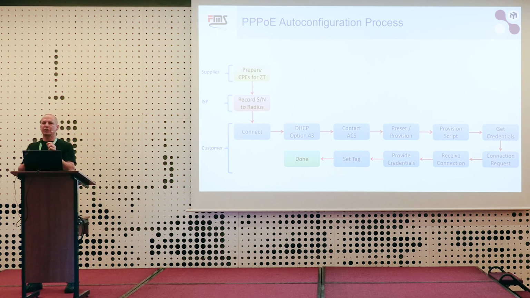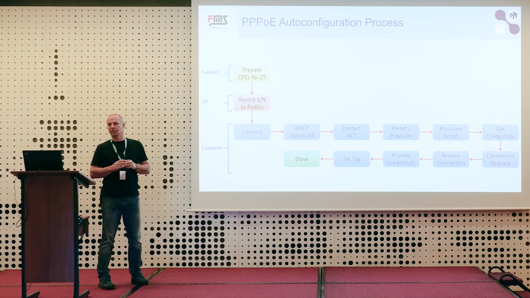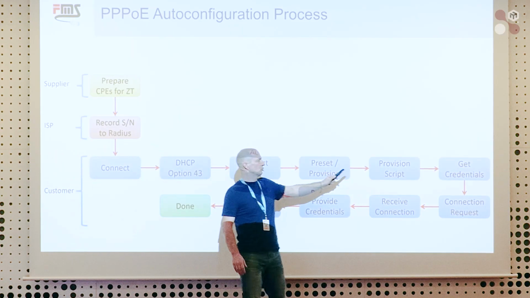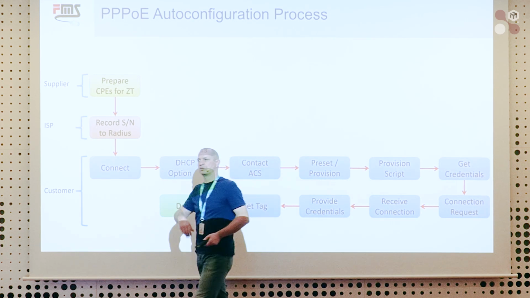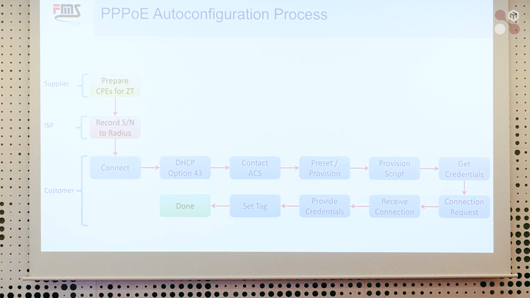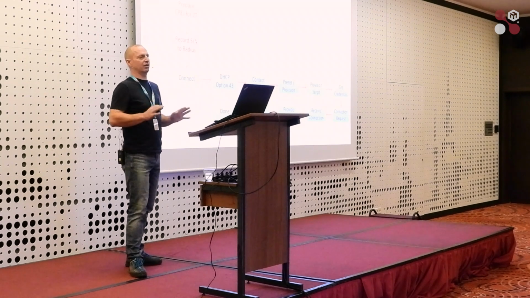Finally, we probably want to set a tag within the ACS. This tag could simply be something like PPPoE configuration done. We can use this tag in future provisioning rules, because if that CPE is connecting again, we want to know that it's already PPPoE connected by that tag. And that's the last thing you have to do. Now your client is online without you or your engineers touching anything.